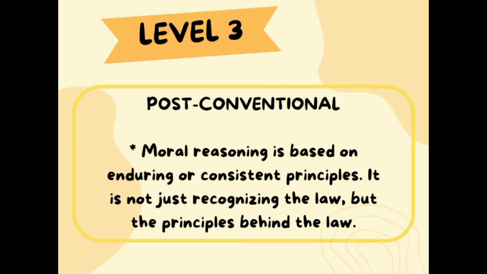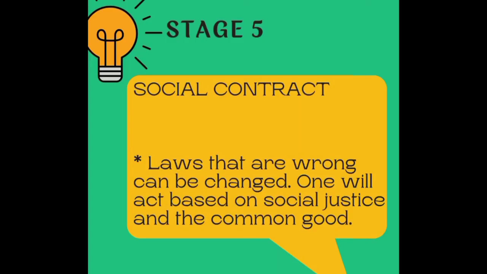Next, we have the post-conventional level, the last level of moral development. Post-conventional level is where moral reasoning is based on enduring or consistent principles. On this level, morality is defined in terms of abstract principles and values that apply to all situations and societies. The individual attempts to take the perspective of all the other individuals.